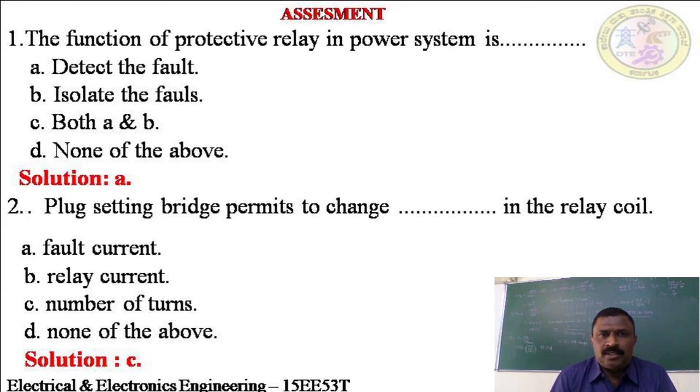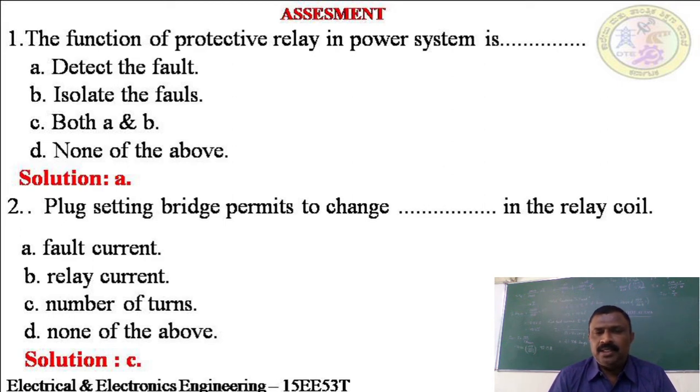See, for this question, the protective relays will only detect the fault and give a signal to the circuit breaker, because the circuit breaker itself will never sense any abnormality of the power system. The circuit breaker needs some associated equipment to sense the abnormality, and that will be your relay. So therefore the solution for this is A. The function of protective relay in the power system is to detect the faults.